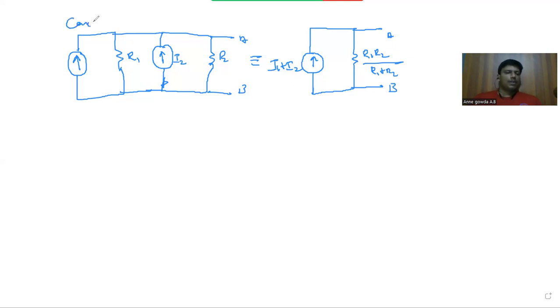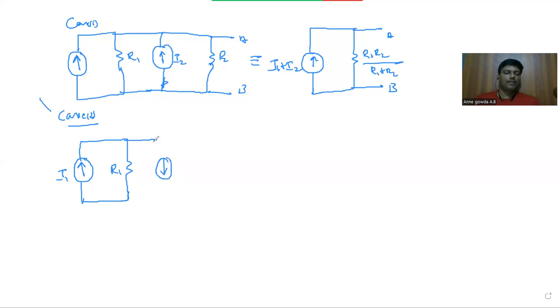So this is case 1, and if I go for case 2, if two current sources are running in opposite directions, let's take for example I1 running in this direction with its parallel resistance R1, and I2 running in the opposite direction with a parallel resistance R2 across terminals, if I am taking A and B, then I can replace these two current sources, that is I1 and I2, with a single current source.